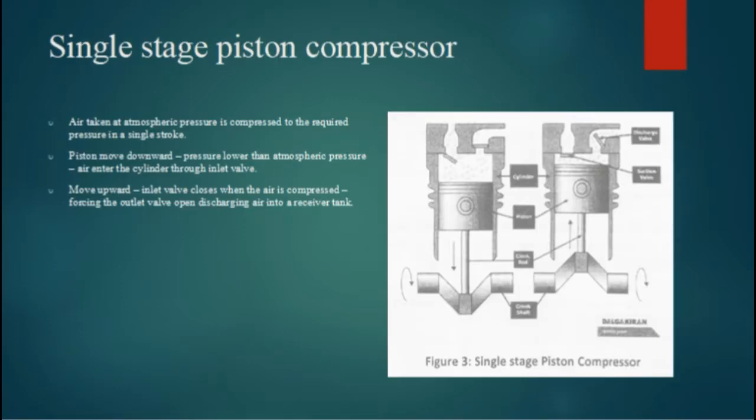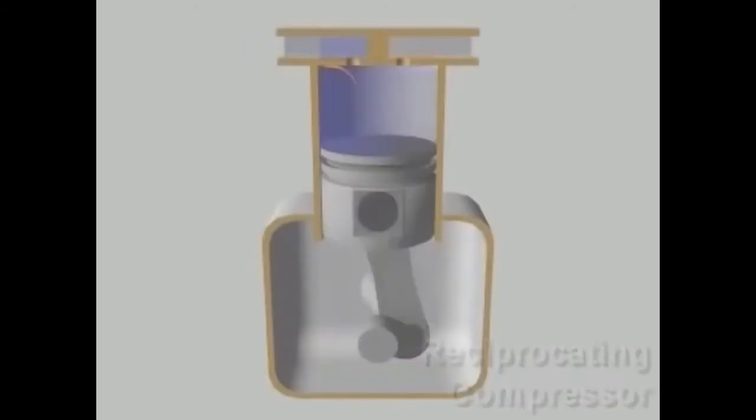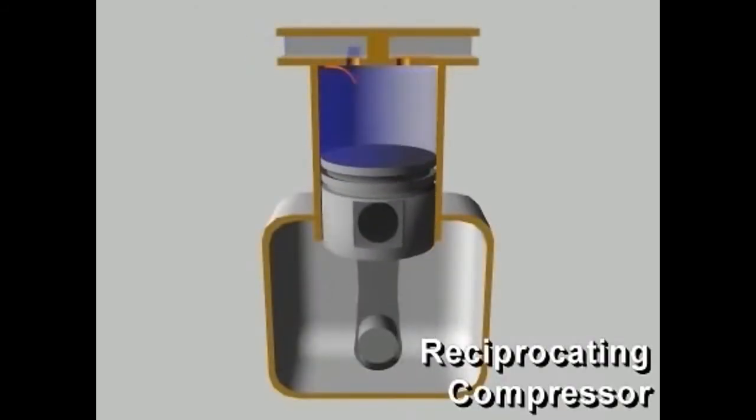For a single stage piston compressor, air taken at atmospheric pressure is compressed to the required pressure in a single stroke. The piston moves downward, and this causes pressure lower than atmospheric pressure, and the air enters the cylinder through the inlet valve. It will move upward, and the inlet valve closes. The air is compressed. This forces the outlet valve open, discharging air into a receiver tank. Now we will show you how this piston works.